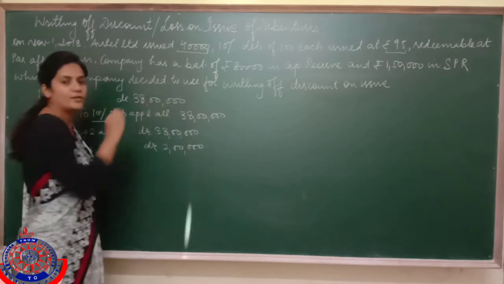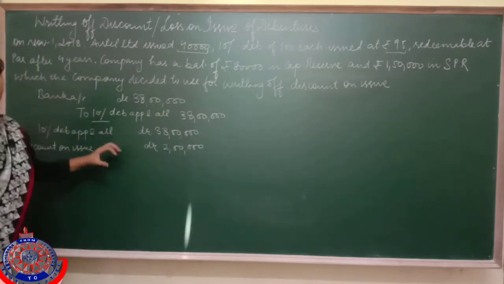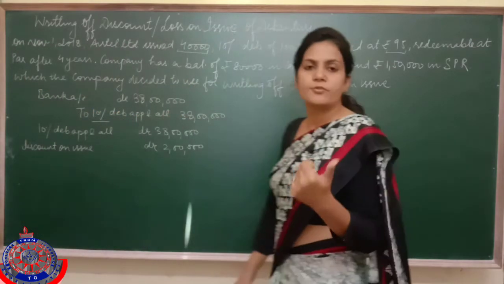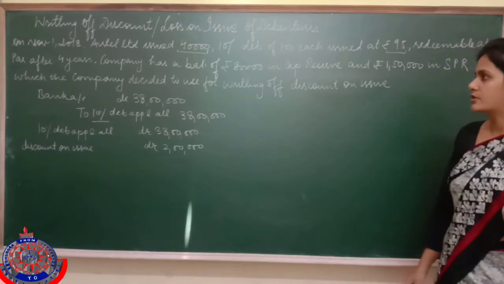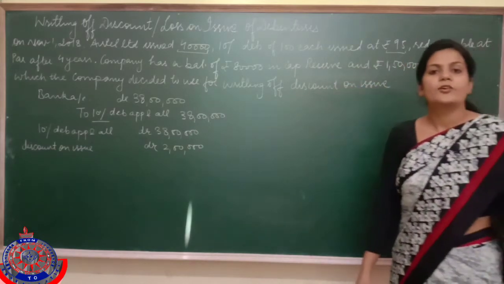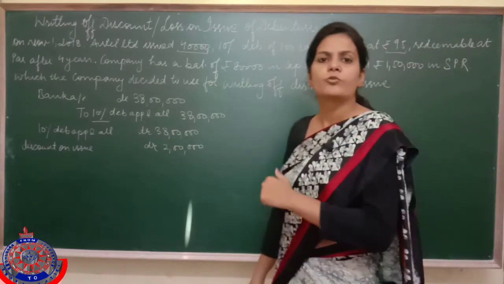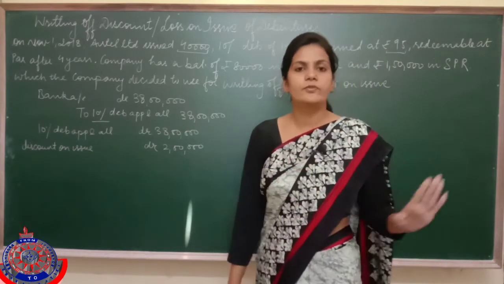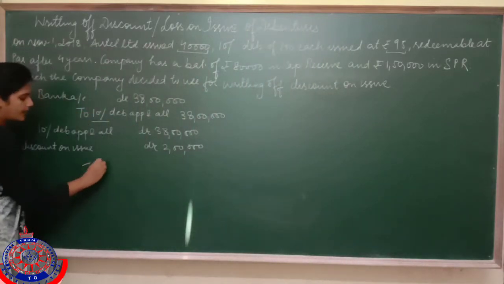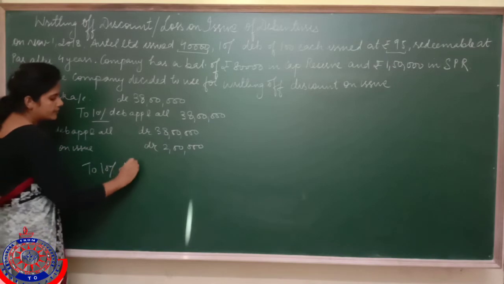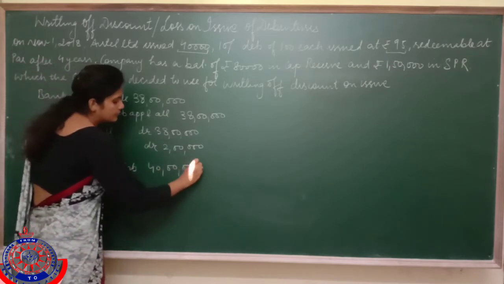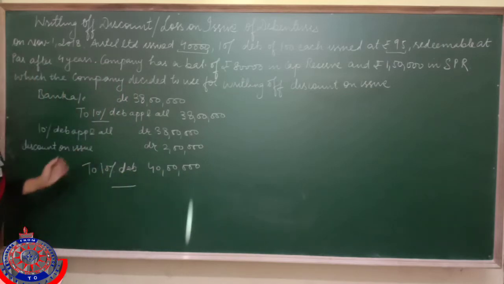I told you in the previous video lectures also that the entry of issue may change if the terms and conditions of redemption change. So let's read what the terms and conditions of redemption are in this question. It is given that debentures are redeemable at par. Now if debentures are to be redeemed at par, it means no change in the terms and conditions, so everything is smooth and the entry would be simple. To 10% debentures, so it becomes 40 lakh. I hope this point is clear.